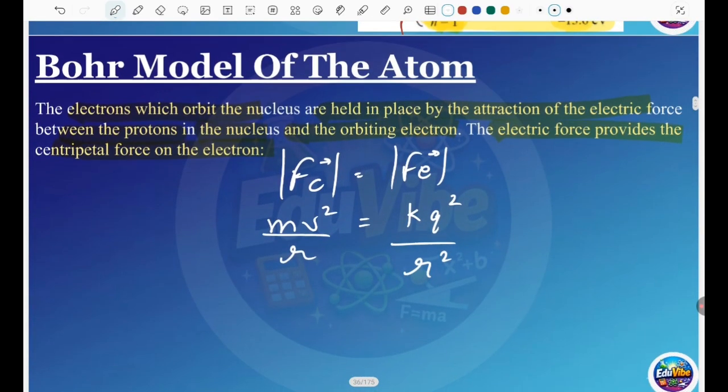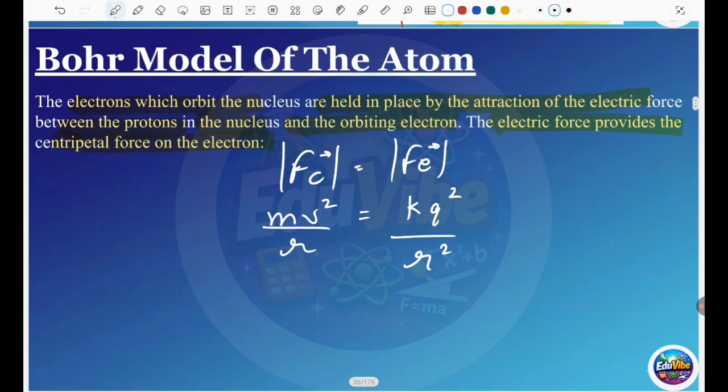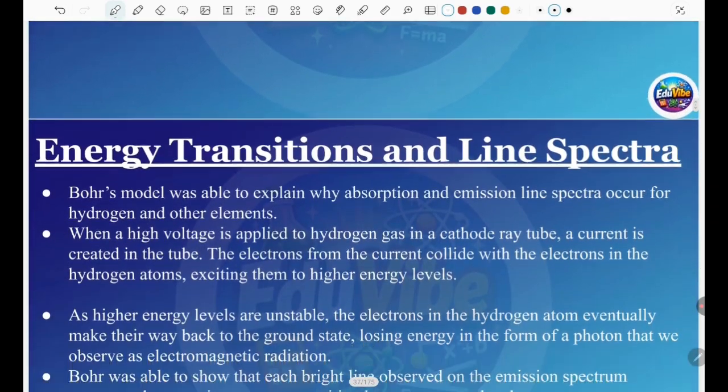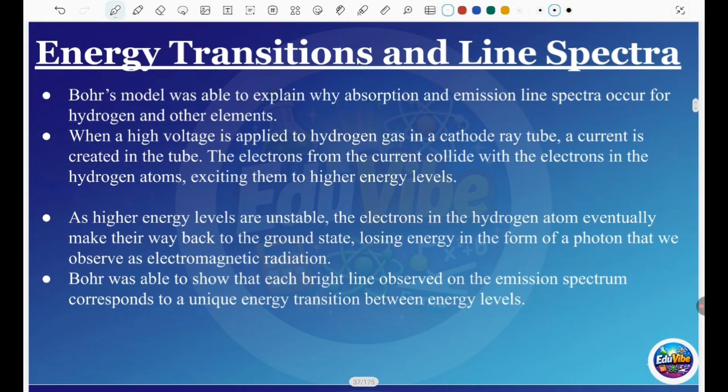I am just telling you what is going on in the Bohr model, where they mention that electrons orbit the nucleus with the attraction of the electric force. Again, the electric force provides the centripetal force on the electron, which is the same thing we discussed in the other models. The main thing we have to discuss is the energy transitions and the line spectra.